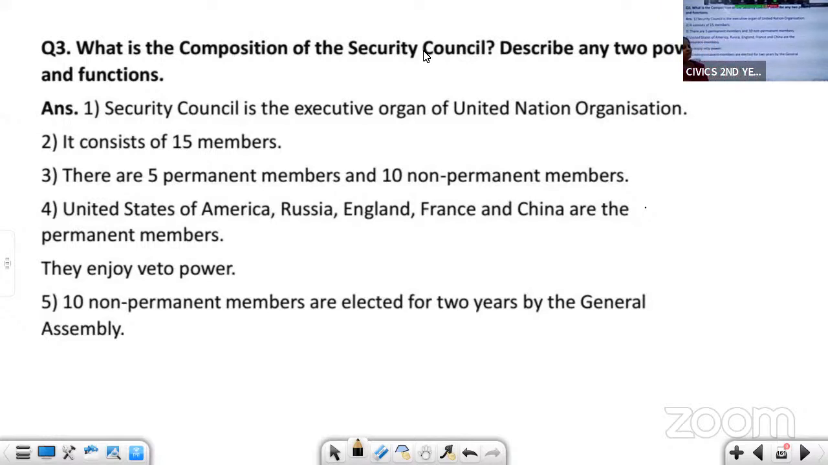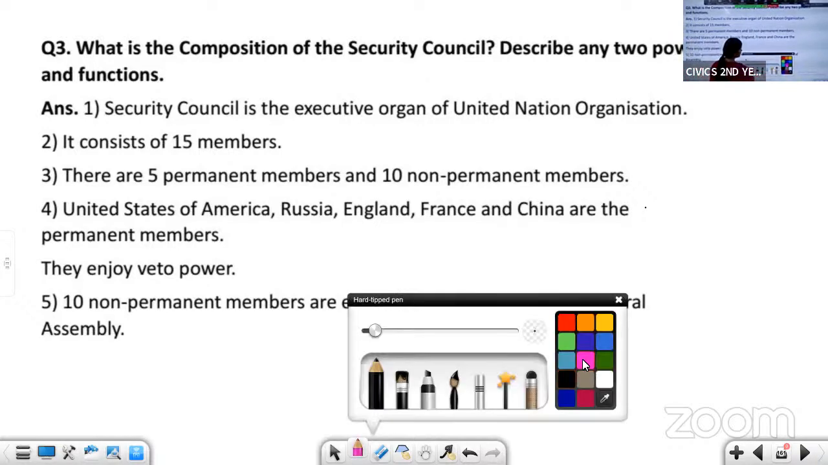Yesterday, we started with your 11th chapter, that is India and the World. And we discussed the basic features of India's foreign policy. Then we also discussed the General Assembly, its powers and functions. I told you the General Assembly is the legislative body of the UNO.